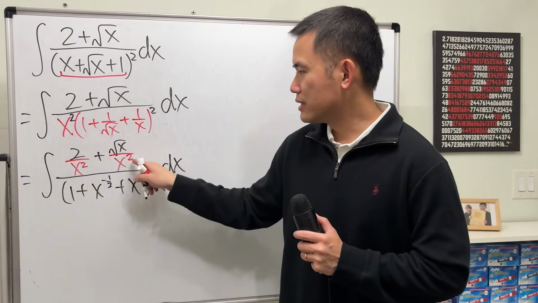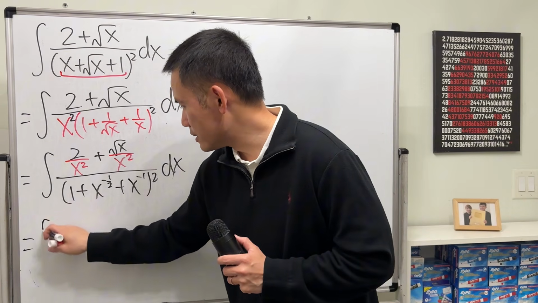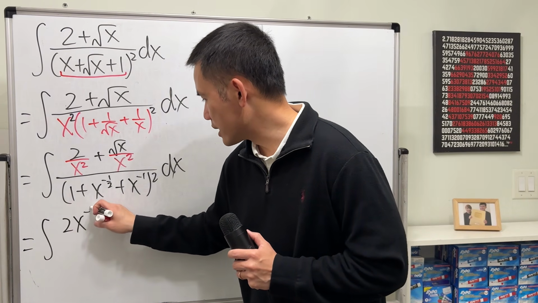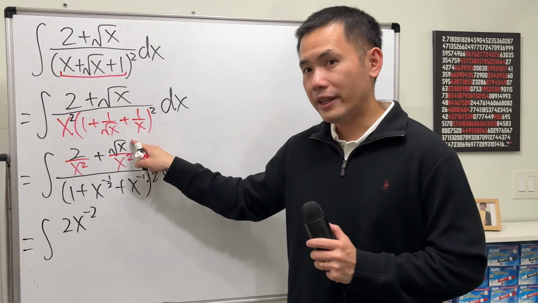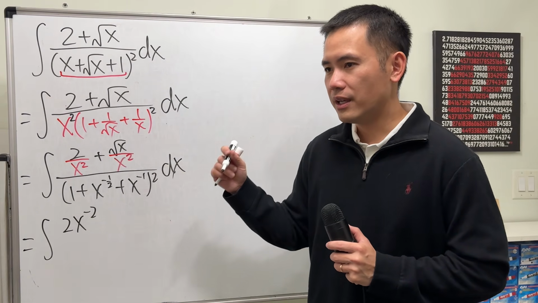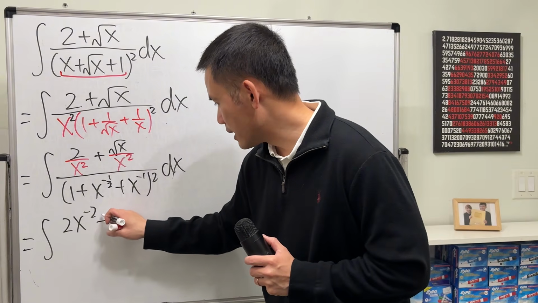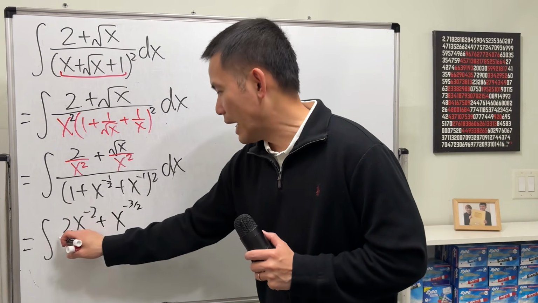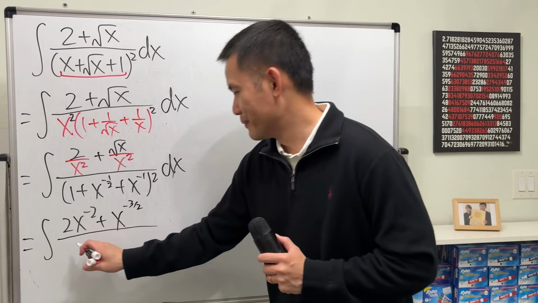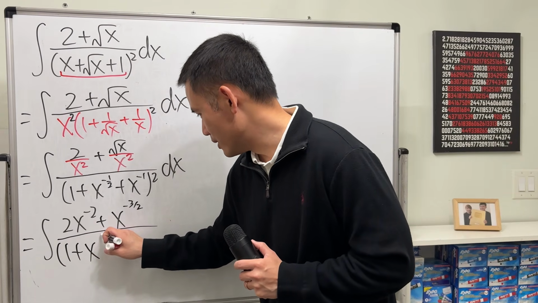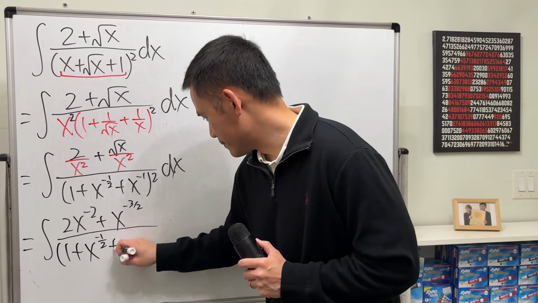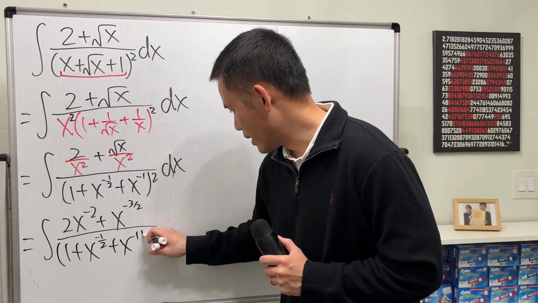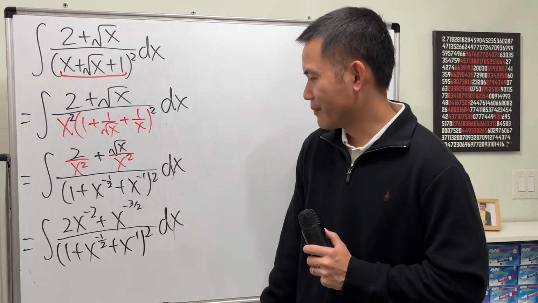Now, I'm also going to do the same right here. This is the integral of 2x to the negative 2. This is 1/2 minus 2, which is negative 3/2. So that's plus x to the negative 3/2. I think some of you guys see this already, huh? Yeah, 1 plus x to the negative 1/2 plus x to the negative 1, squared, dx.